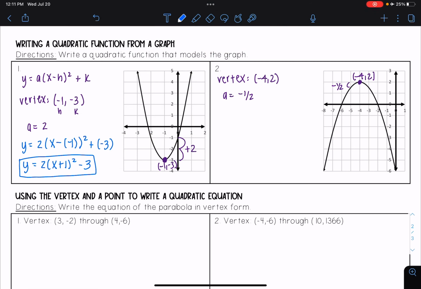So plugging that into my vertex form, I have that y is equal to a, which is -1/2, times x minus h, which is -4, squared plus k, which is 2. And so simplifying that, I have y is equal to -1/2 times x plus 4 squared plus 2.